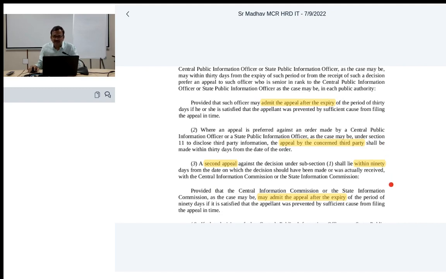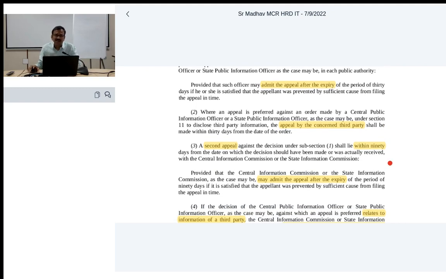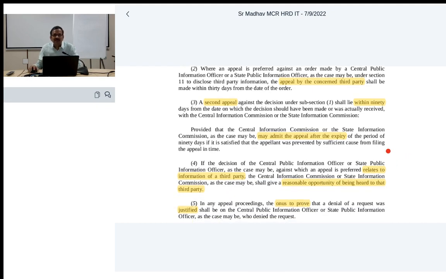And 19.3 deals with the second appeal by the appellants. A second appeal under 19.3 can be preferred before the Information Commission within 90 days. For the first appeal, the timeline is 30 days, and for the second appeal, it is 90 days. But there is a proviso, similar to 19.1: the Information Commission may admit the appeal even after the expiry of that 90-day timeline, if the Commission is satisfied that there is sufficient cause for delay in filing.